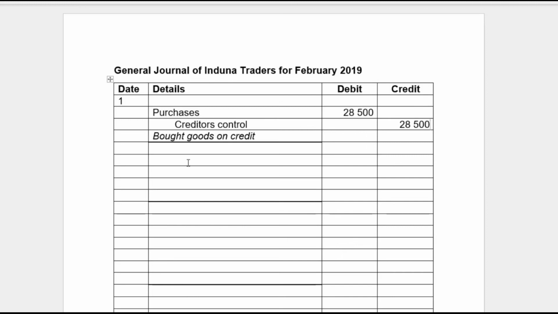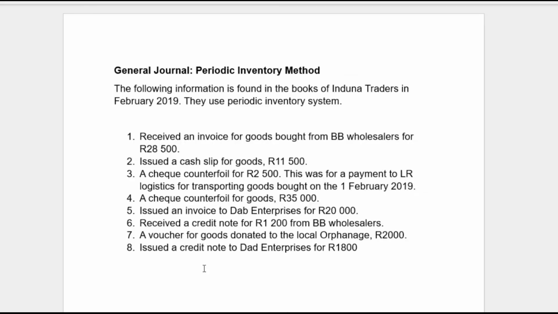Periodic inventory system is very easy. Okay, this is how we do it. And then I hope you guys understand this one. Let's go to the next transaction in there.